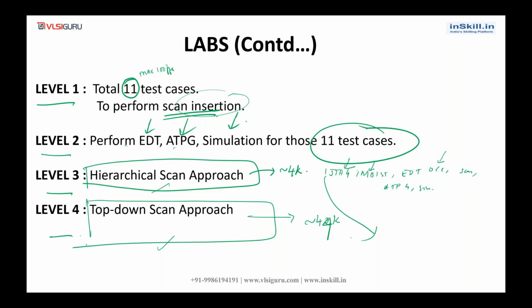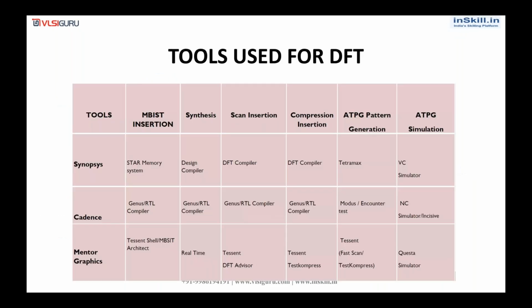Tools used for DFT. These are the various tools available for DFT in the market. What we will be using are the Mentor Graphics tools. For MBIST insertion, we will be using Tessent MBIST. For scan insertion, we will be using Tessent Scan. For scan compression, we will be using Tessent TestCompress. ATPG also we will be using Tessent TestCompress. For simulation, we will be using QuestaSim.